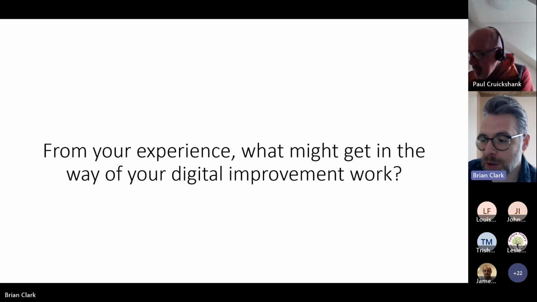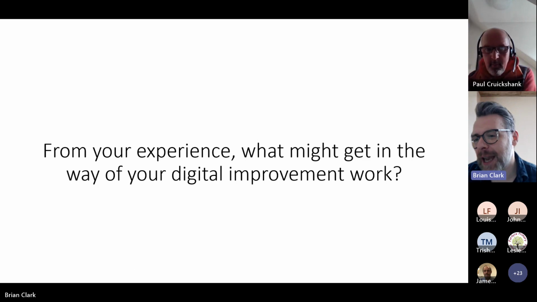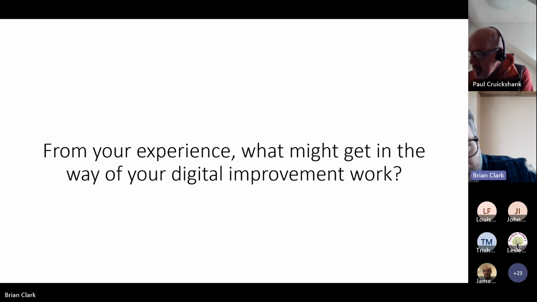And I'm sure you could list a whole host of other things: staff absences, industrial action, multiple bank holidays in May. All these things can get in the way of improvement. And sometimes we don't think about those things before we start an improvement journey, and it causes us to stall and stagger and not get to where we want.